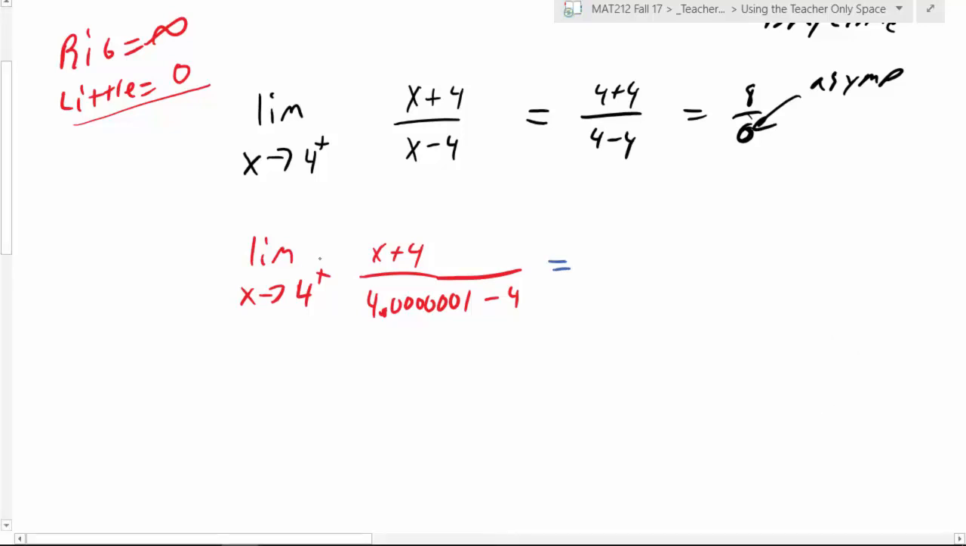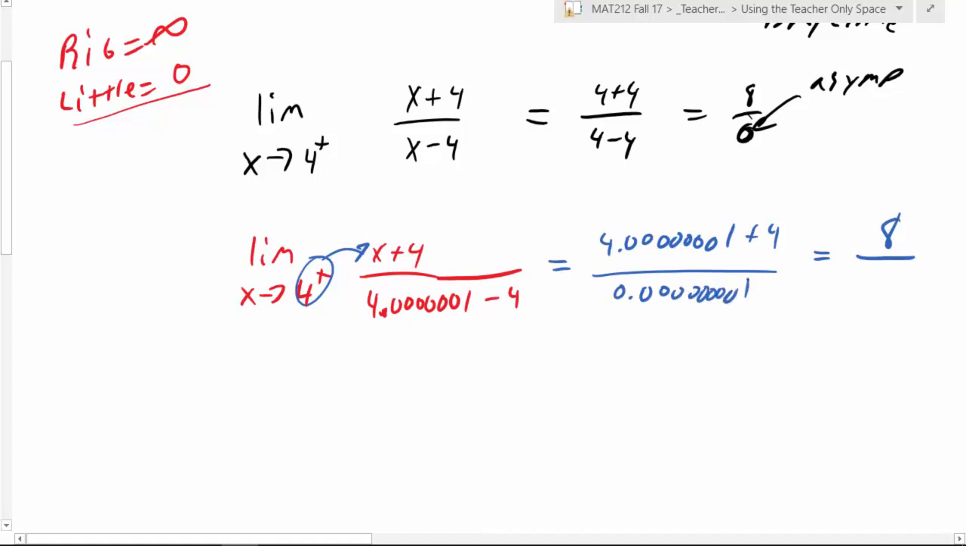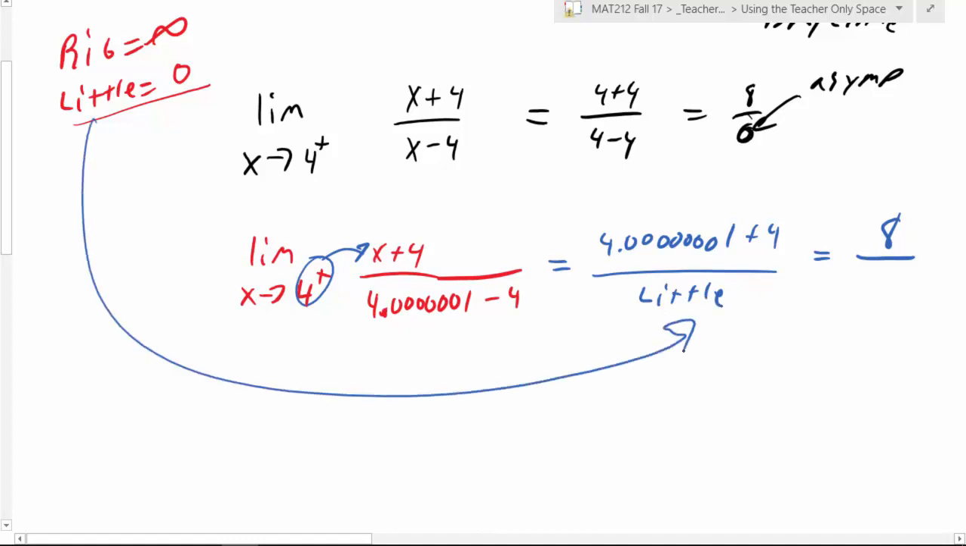So what we'd end up with here is, when I put the same 4 up here, for the numerator, if I put 4.000000 whatever 1 plus 4, basically that numerator is 8, right? It's 8.0000, but basically it's 8. Down here in the denominator, it's 4.00000001 minus 4, so that'd be 0.00000, however many zeros I wrote, 1. Instead of writing all of that out, we're just going to say that's a really, really little number. That is approaching 0. That's why we're going to say it's little.